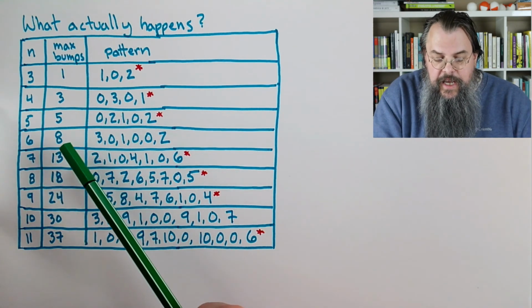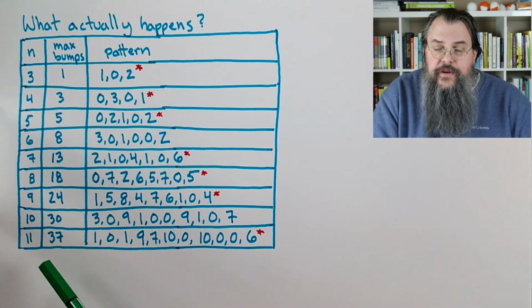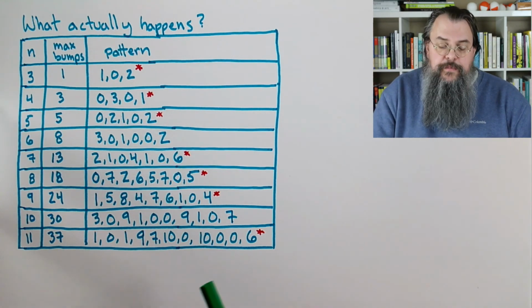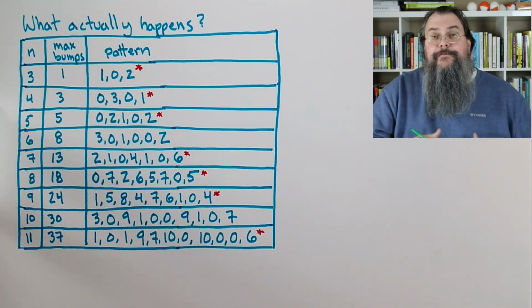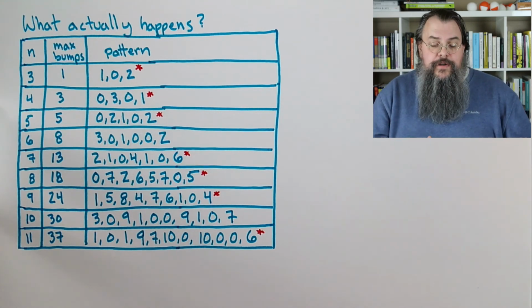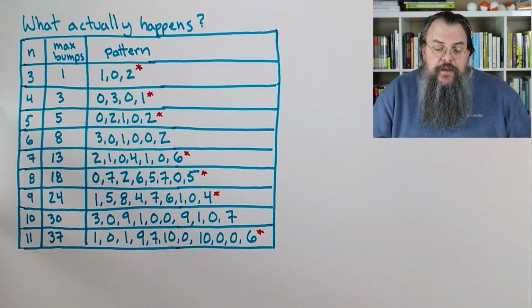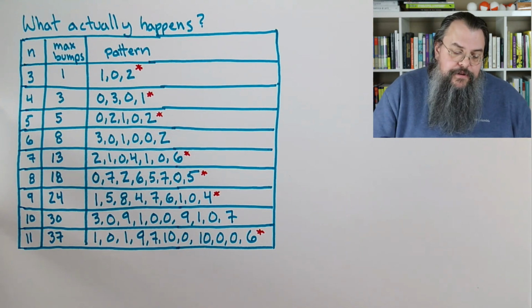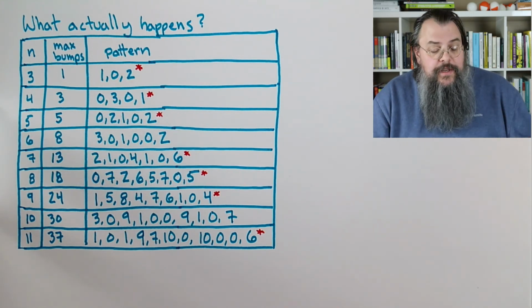Well, for 6, you need 8 at most, 7, 13, 8, 18, 9, 24, 10, 30, 11, 37. And again, this is the pattern that you feed into the procedure: 1, 0, 1, 9, 7, 10, 0, 10, 0, 0, 6. You feed that in, it'll take you 37 corrections for it to work out, which is not so bad. Now, you might be saying, what happens for other cases? We don't know. For 12, we don't have all the data. We do know patterns that take at least 42. Is that the answer? Maybe. Maybe there's some that take more.